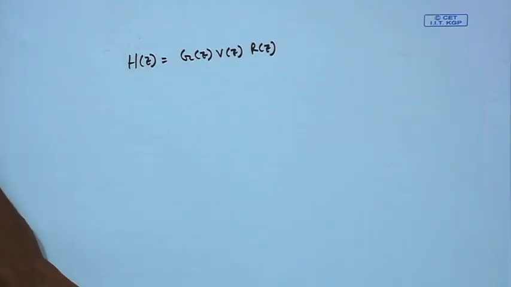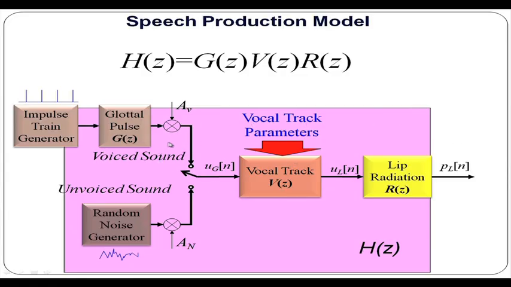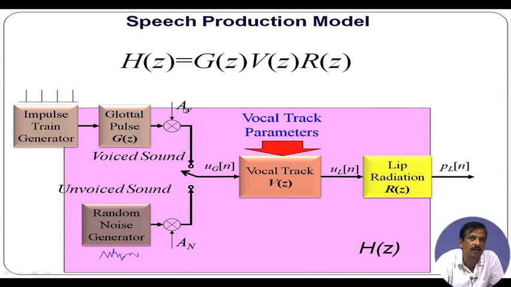If you see in the figure, the overall H(z) is this. Okay. So, if you see how speech is modeled in the digital domain, there is an impulse generator, then a glottal pulse modulator, the glottal transfer function, then there is a gain, the speech gain. If the speech is voiced, then it is connected to here. If it is unvoiced, it will be connected to here, which is a random noise generator. And that U_G(n) passes through the vocal tract, which gives U_L(n), the output of the vocal tract, and through the lip radiation I get the speech.